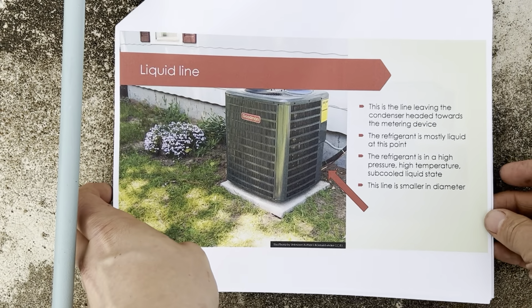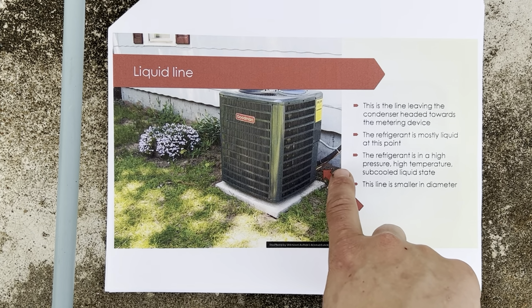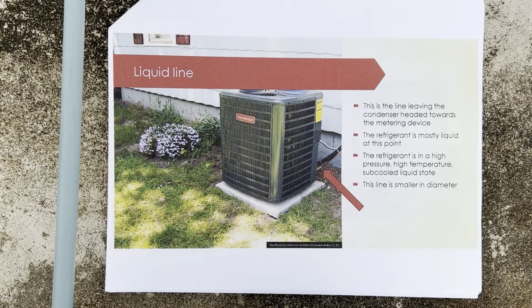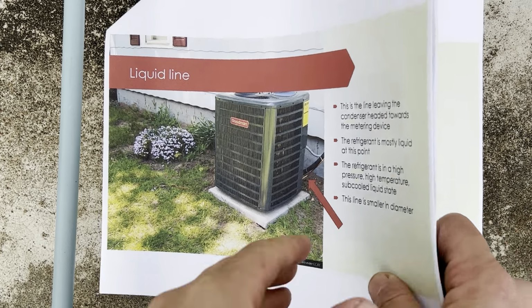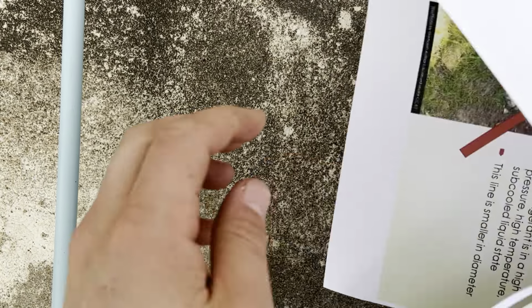I mentioned that liquid line in measuring your subcooling. That's just the line leaving the condenser headed towards the metering device. At this point in the cycle, the refrigerant is mostly liquid. The refrigerant is in a high pressure, high temperature subcooled liquid state because we subcooled it at the condenser. This line is going to be your smaller diameter line. I've got a little arrow pointing into that uninsulated line. That's going to be your liquid line there. Not a whole lot to talk about there other than, hey, it's a liquid line.